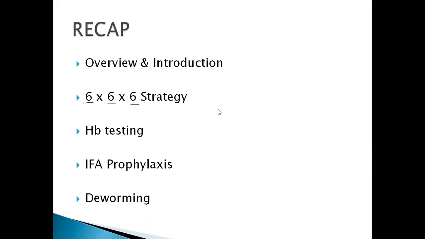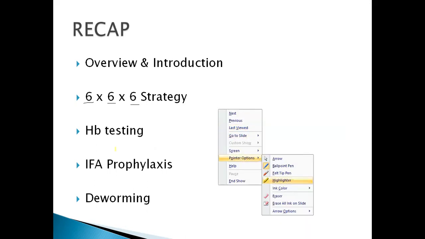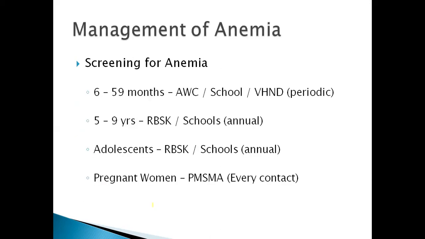We had seen the HB testing as well, the machine that can be used, and the digital and the manual machines that are used. We had seen the iron folic acid prophylaxis, the dose for the various beneficiaries, and we had talked about the deworming schedule using albendazole 400 milligram medicine.